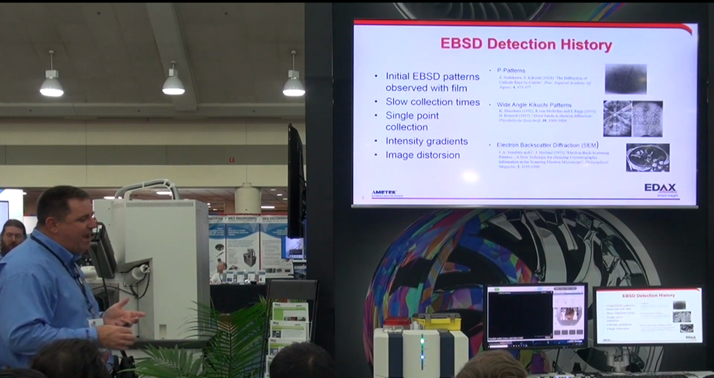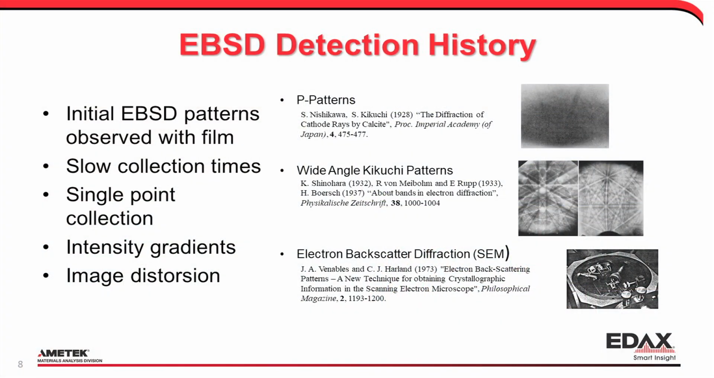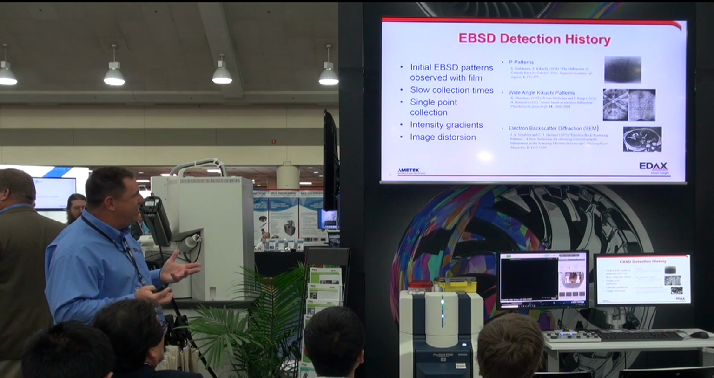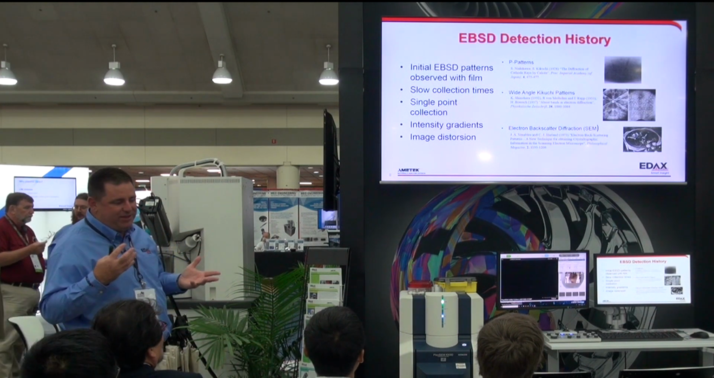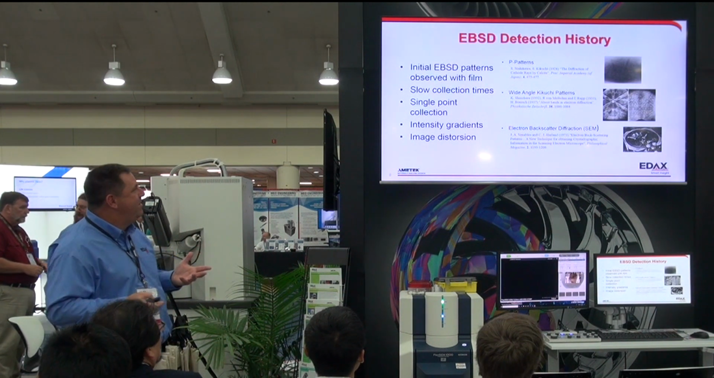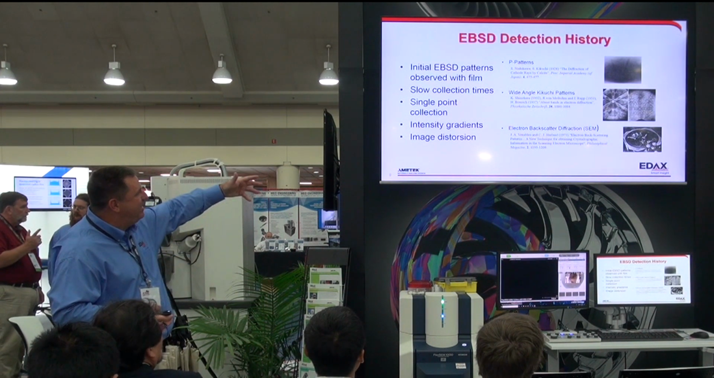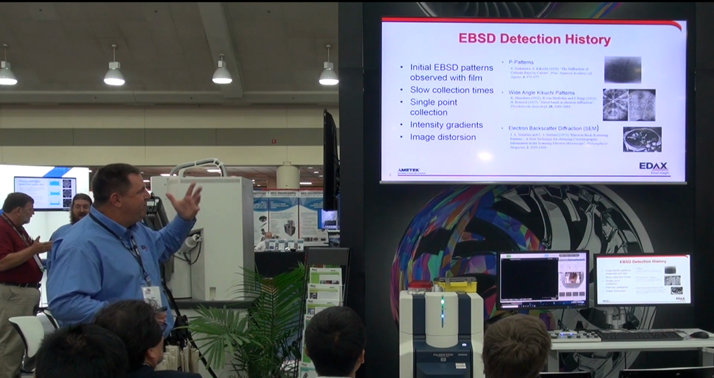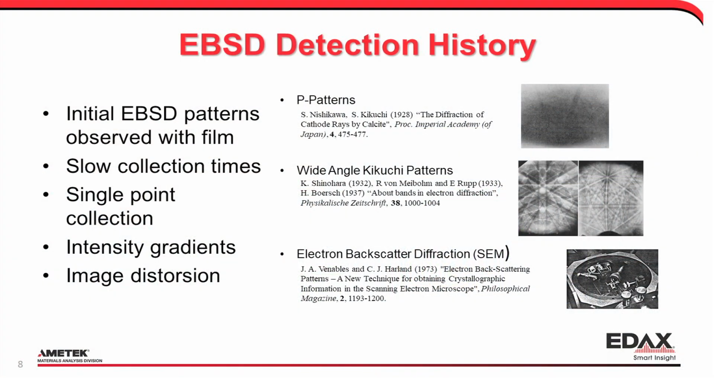So to give just a little idea of history, these are some of the earliest, what we would now call EBSD patterns collected. This was almost, I guess it'd be 90 years ago now. Some of the first patterns were shown. These were collected with film, obviously slower collection time, single point collection, a lot of the work involved with processing film, and we'd get intensity gradients, we'd get image distortions from how that was projected. And so this was how it was done for a number of years, just looking at single patterns, looking at phases and things like that.